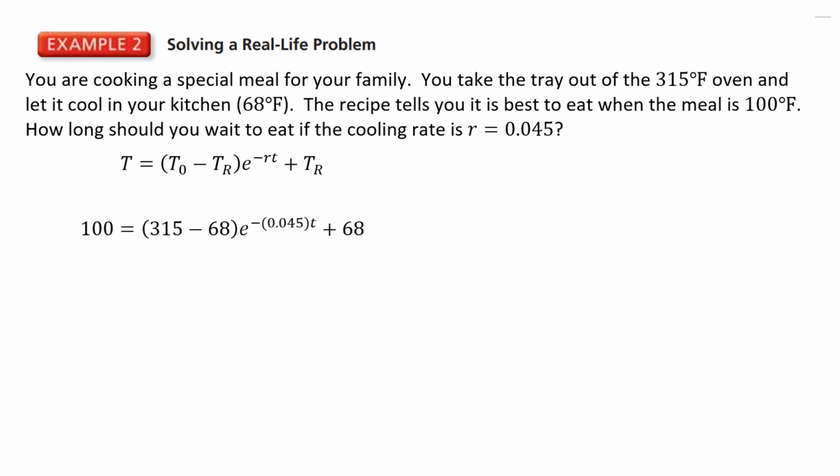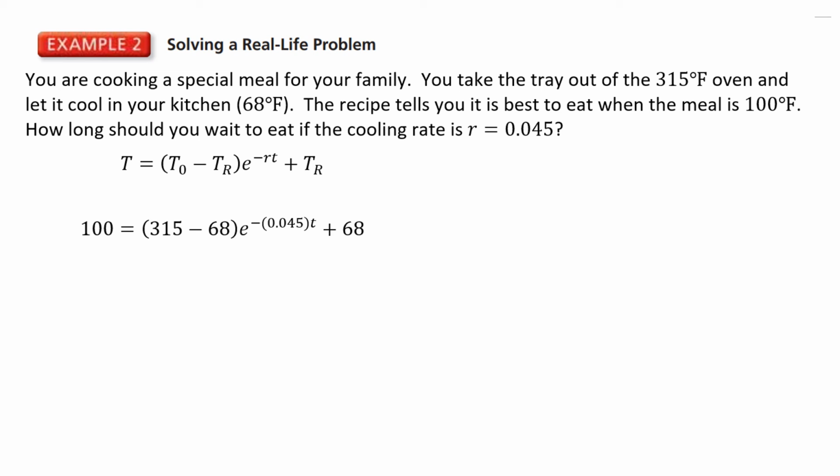First of all, we want to eat when the temperature is 100 degrees, and the difference between when we took it out and room temperature, 315 minus 68, goes in the parentheses. Also, the 68 at the tail end says that it's going to be cooling off consistently as we get towards room temperature, 68 degrees, and our rate goes up in the exponent along with our only unknown here, time.